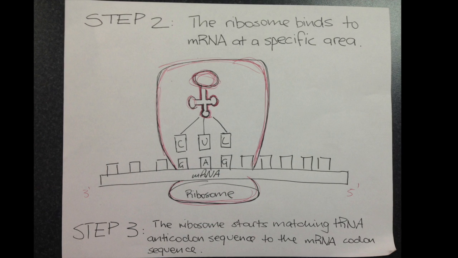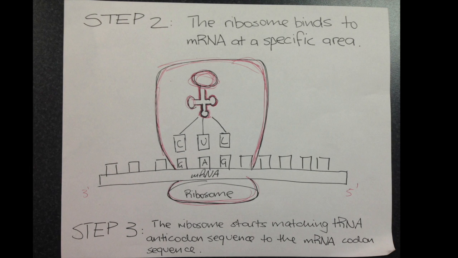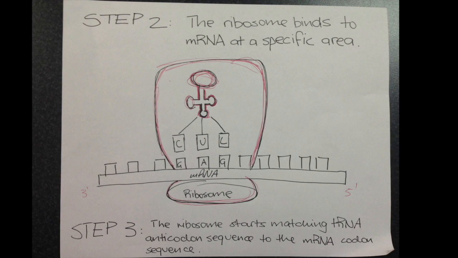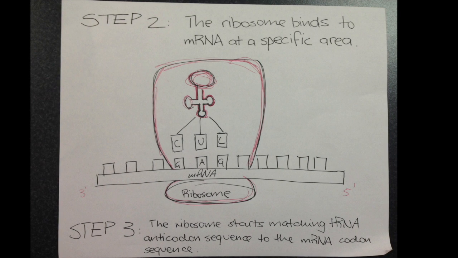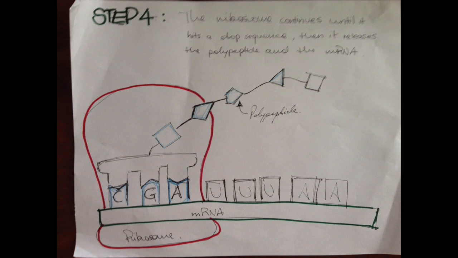Step 2. The ribosome binds to an mRNA at a specific area. Step 3. The ribosome starts matching tRNA anticodon sequence to the mRNA codon sequence. Finally, step 4. The ribosome continues until it hits a stop sequence. Then it releases the polypeptide and the mRNA.